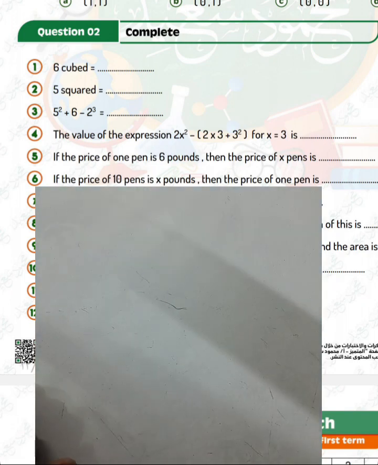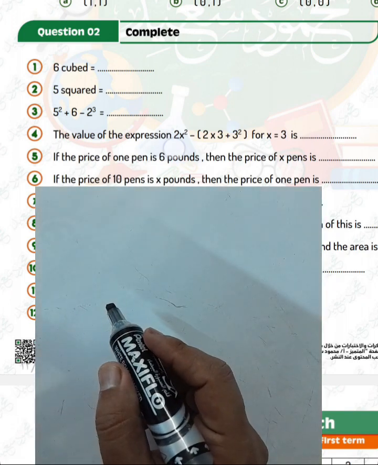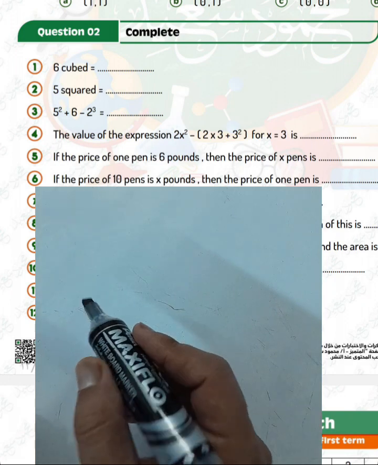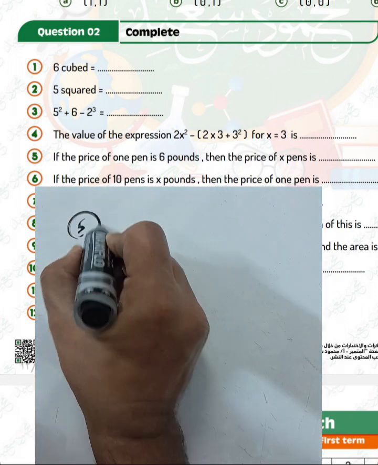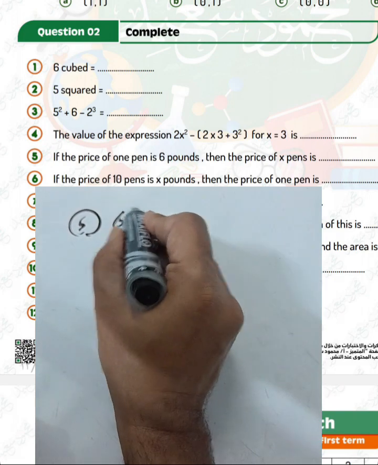If the price of 1 pen is 6 pounds, then the price of x pens will be 6x. Question number 5, the result will be 6x.